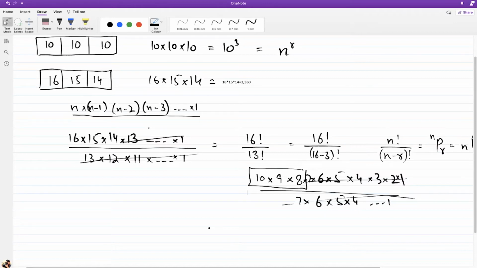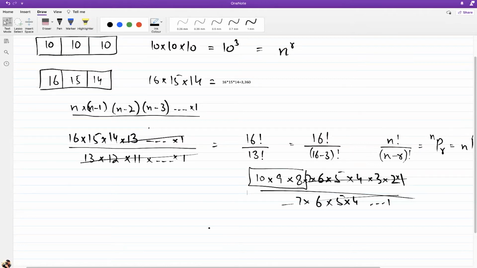Exactly how much repetition is happening? R factorial times repetition. So if you're picking R things out of N things, and the order suddenly stops mattering, all that matters is what you have at the end, then you have basically R factorial things that are being repeated.